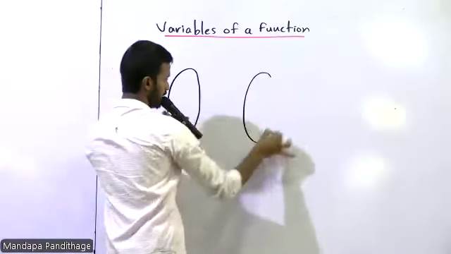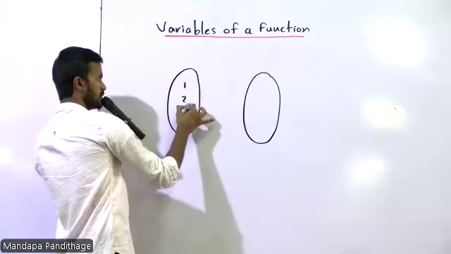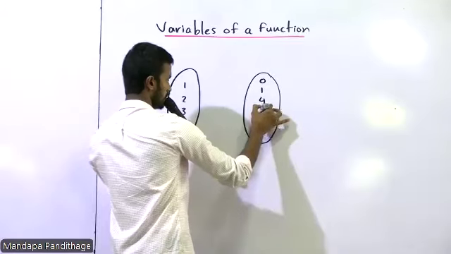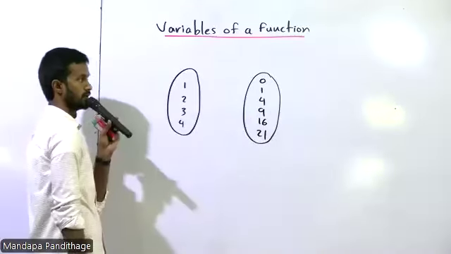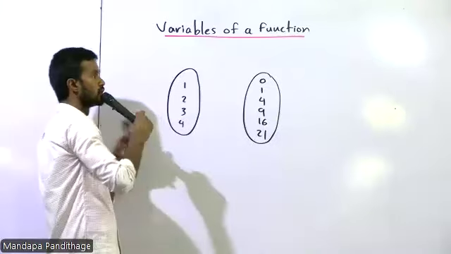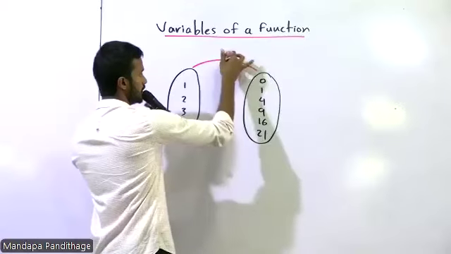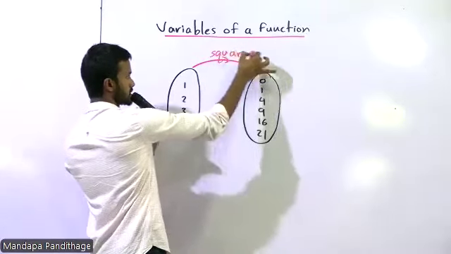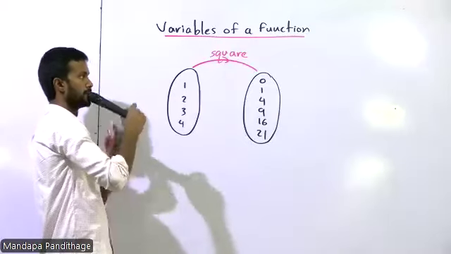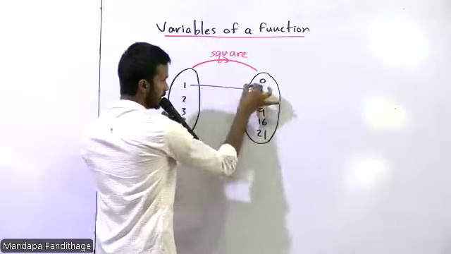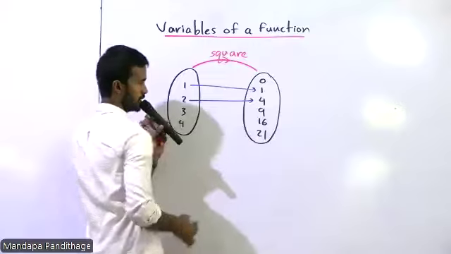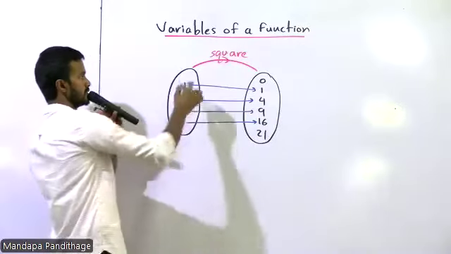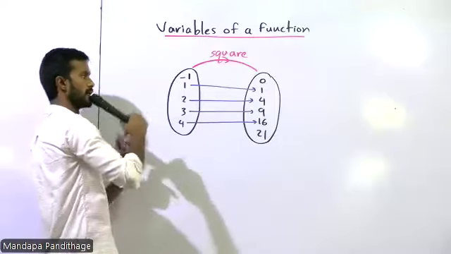I'll take an example. Here we have the variables 1, 2, 3, and 4. And here we have the variables 0, 1, 4, 9, 16, 21 that I have taken. I told you that a function is a mathematical rule. So what is the mathematical rule that connects these two sets? It is the square. The square of 1 is 1, the square of 2 is 4, the square of 3 is 9, and 4 is 16. We can even add minus 1, and if we square minus 1, I get the answer plus 1.